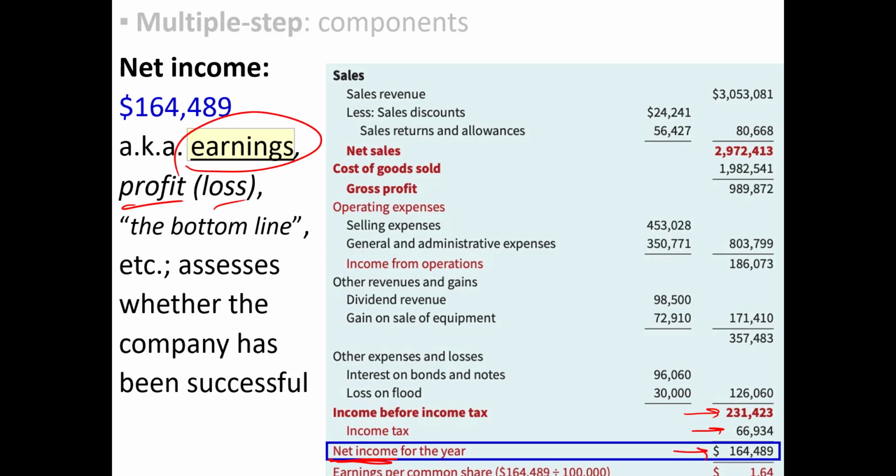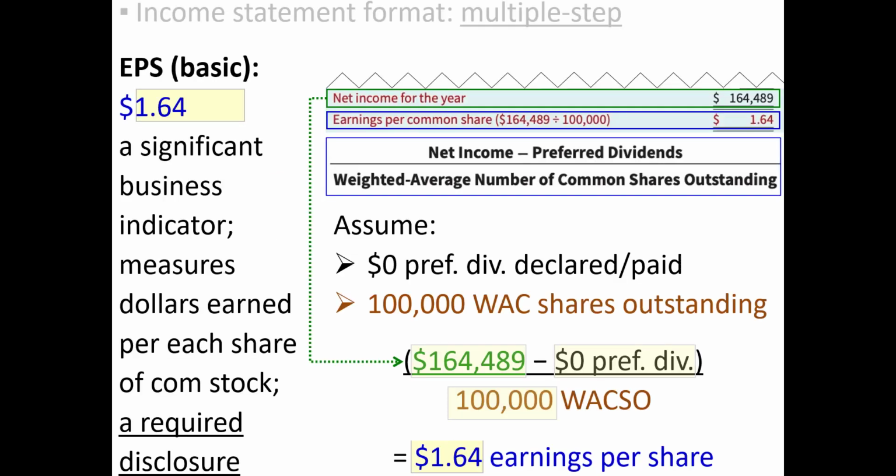Is that informative? Of course it is. It's more than 0, and that makes us happy. But what use is that to us? We want to show investors what that particularly means to them. And if you're an investor, if you're a stockholder, you have a claim to some of this 164. But what is your claim? Well, it depends on the number of shares that are outstanding.